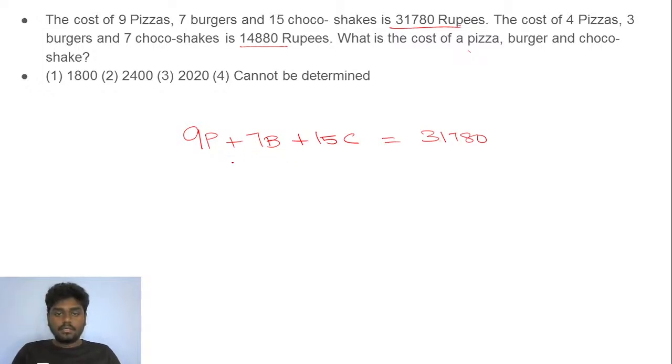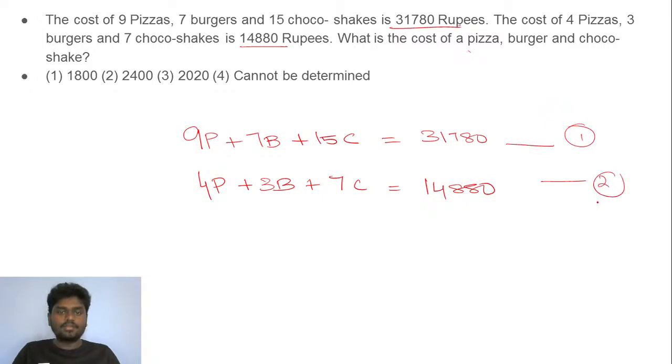And the cost of 4 pizzas plus 3 burgers plus 7 choco shakes gives you a total cost of 14,880, right? So guys, listen very carefully. Let me take this as equation 2. Let me take these as equation 1 and 2.